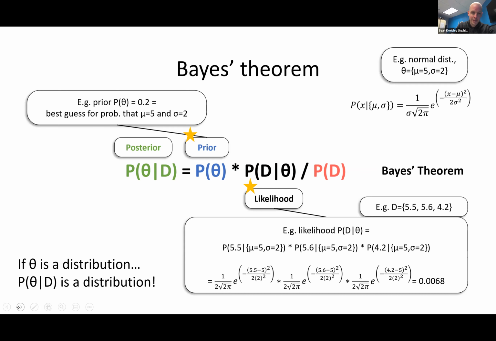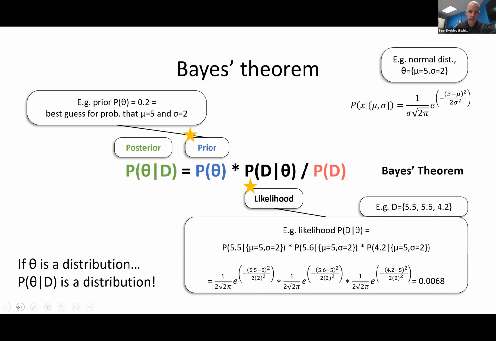So there's what I was saying about your parameters. If your parameters are a distribution, then your posterior is a distribution, which is a very interesting thing. We're not just getting a single p-value. You're going to get a distribution of your most likely means, your most likely standard deviations, instead of just a single value. And then you can use that to make your inferences.